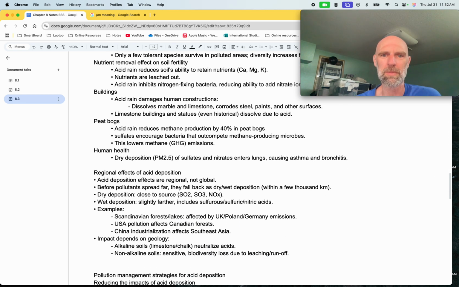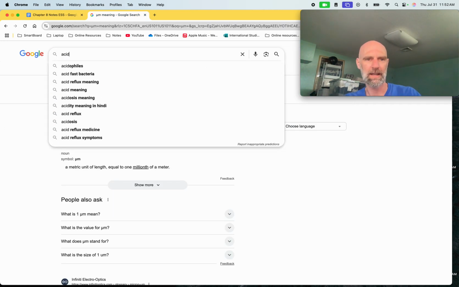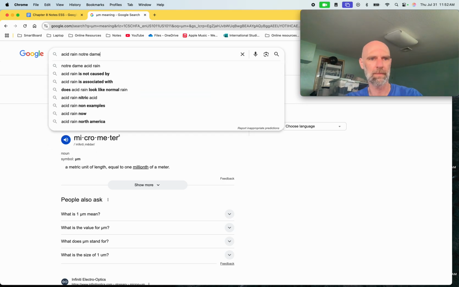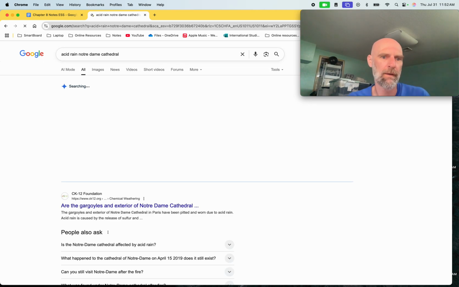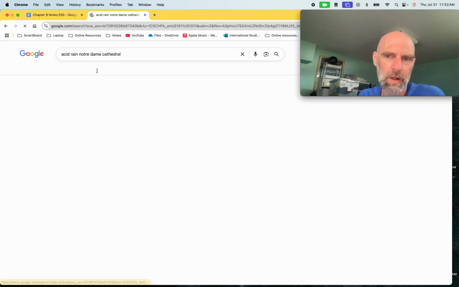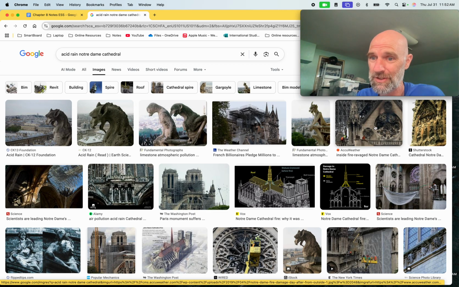Acid rain damages human construction. You want to see? Let's take a look here. Acid rain, Notre Dame Cathedral. Yeah. Problem is Notre Dame just had a fire that ravaged it. Luckily, they just rebuilt it with a lot of money, and opened it up and all that good stuff. So yeah, they were doing construction on it and there was a fire, unfortunately.